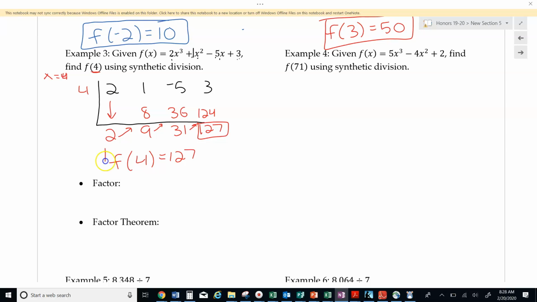All right, we're not going to worry about example 4, right? Very much similar, same idea. So let's move on to what factors are.